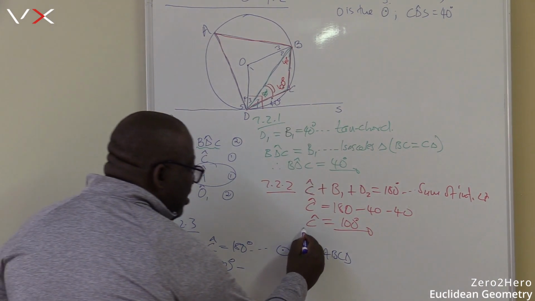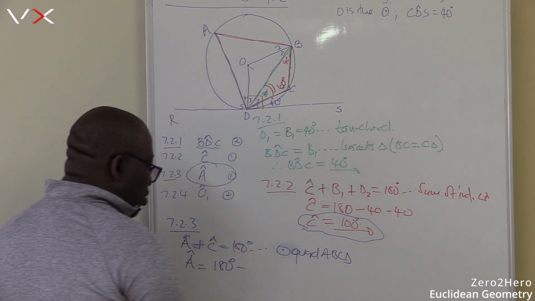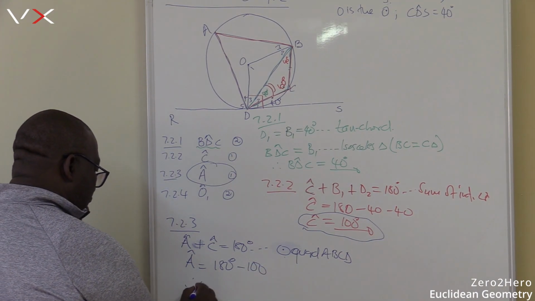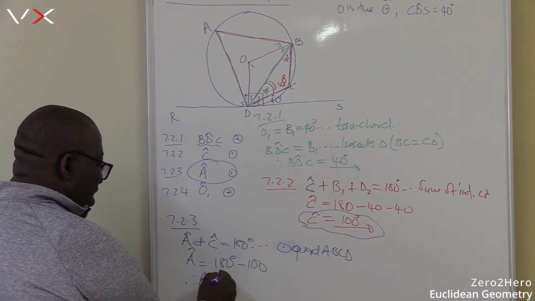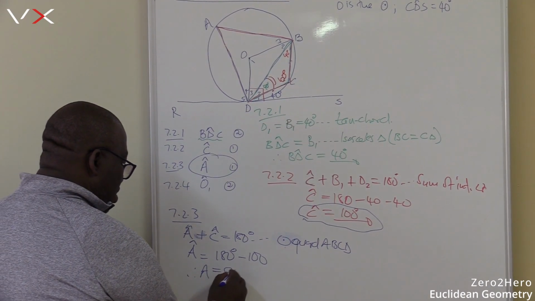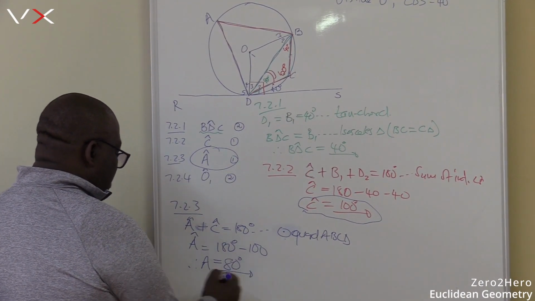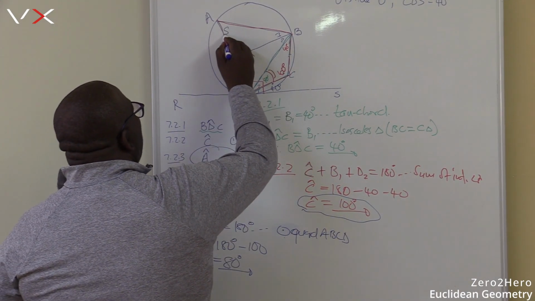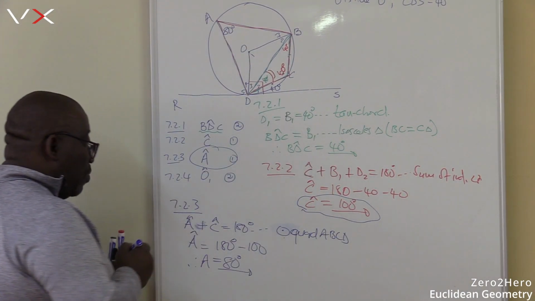Do we know what is angle C? Yes, we've just found angle C to be 100, so it's minus 100. Therefore, angle A will be equal to, what is 180 minus 100? It will be 80 degrees. That is the value of angle A. I always believe in putting whatever you've got, 80 degrees.